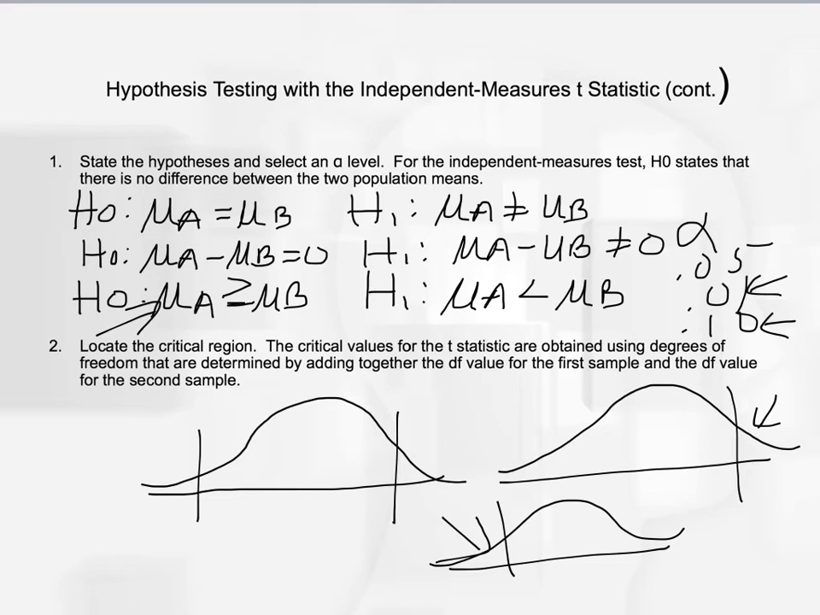We have degrees of freedom. Only when we're doing a test with two samples, our degrees of freedom are the number of people in sample 1 plus the number of people in sample 2 minus 2. Because we have two groups, we have two parameters that we're estimating, we're going to lose 2 degrees of freedom in each group.